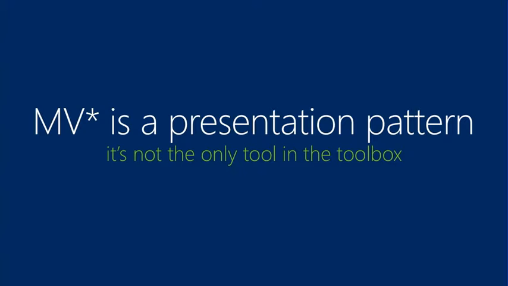So why wasn't this presentation pattern helping us achieve our utopia? Well, the answer is that MV-stars are presentation patterns, and presentation patterns are not an architecture. They're pretty good at doing something, and that's presenting things, but they're not good at doing anything else. They don't give you any hints about how to structure beyond just presenting things onto the view.